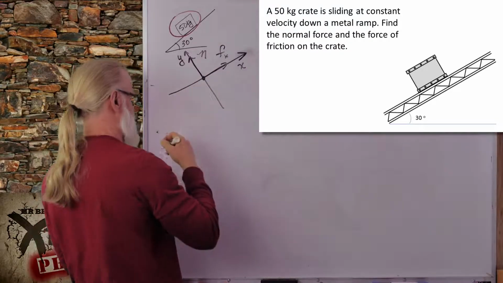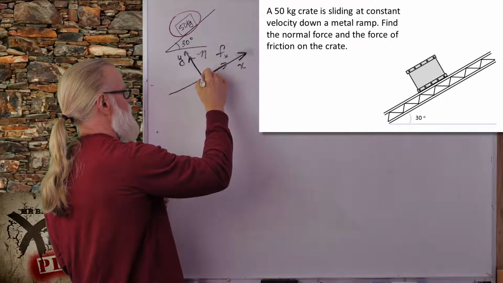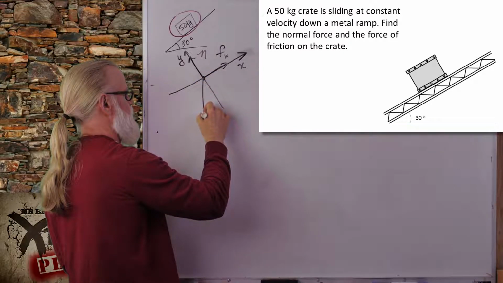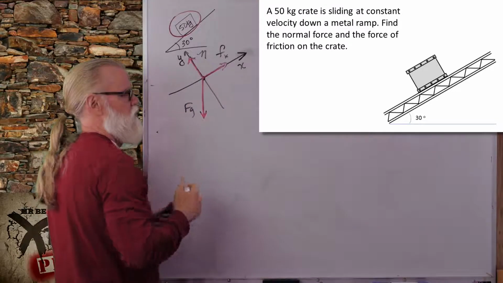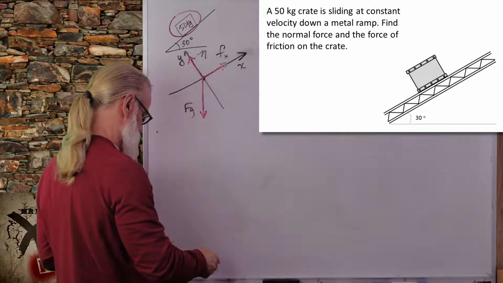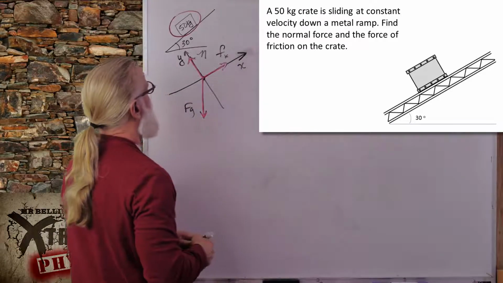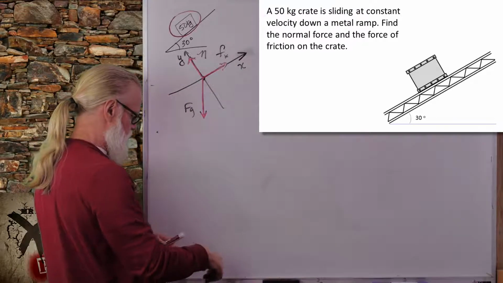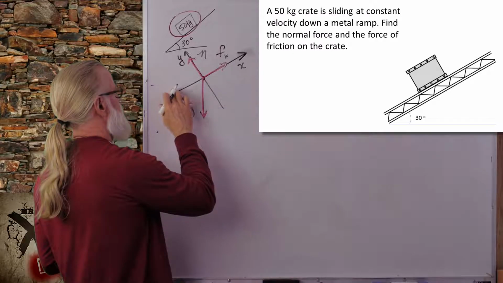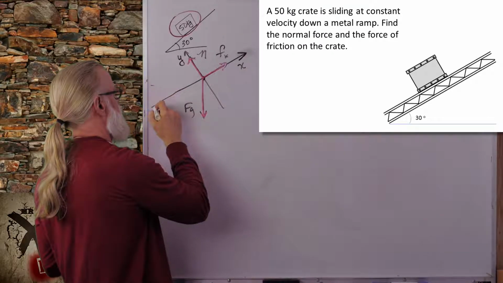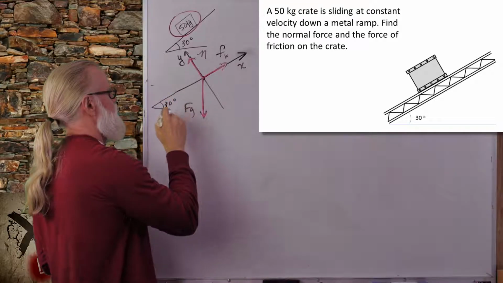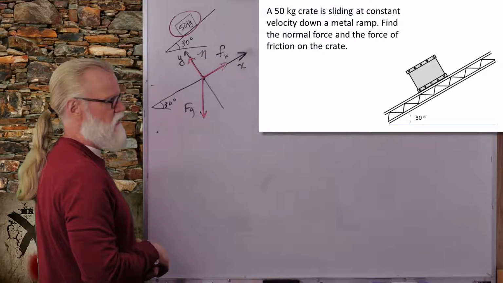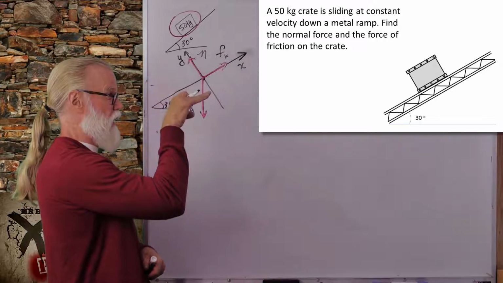And we're also going to have, probably should have used different colors, but that's okay. We have the force of gravity like that. Voila, different colors. All right, one of the keys on these problems, and in case you're having problems seeing that, is this is a 30-degree angle. This is the ramp.